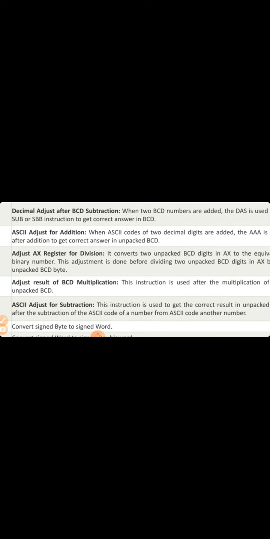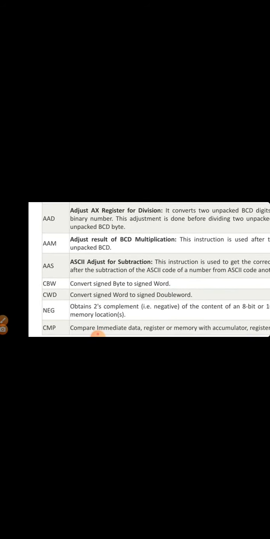Adjust AX register for division. It converts two unpacked BCD digits in AX to the equivalent binary number. This adjustment is done before dividing two unpacked BCD digits in AX by an unpacked BCD type.